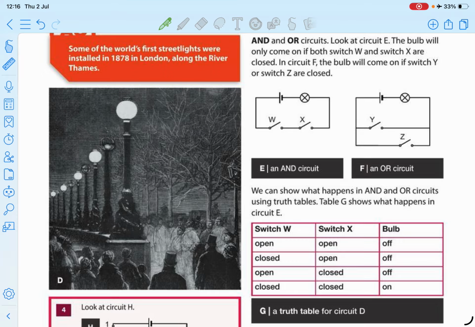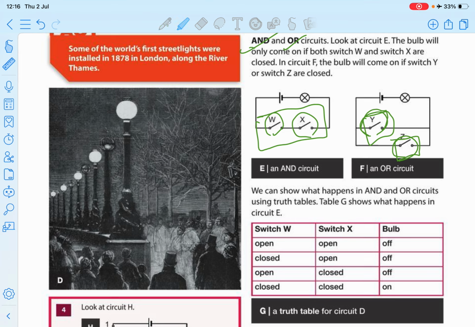And there is an OR switch, right? In the previous scenario, we connected bulbs in series and parallel. Here, we connected switches in series and parallel. So if you connect switches in series, it is an AND gate. If you connect them in parallel, it works as the OR gate. It is the AND gate and the OR gate.